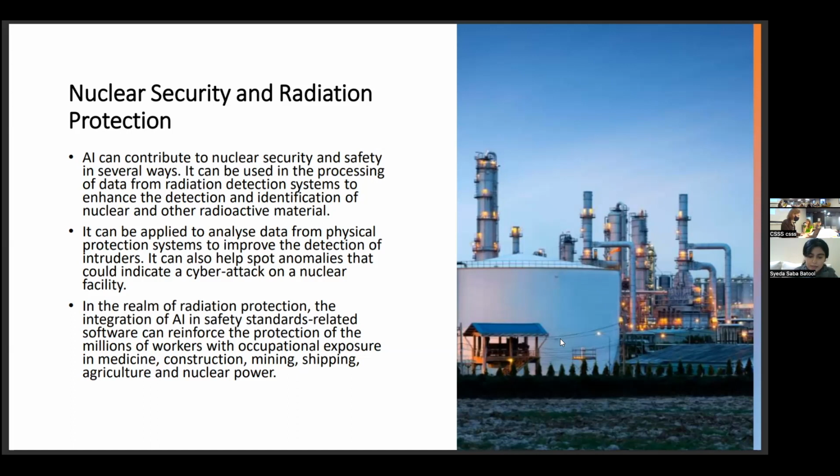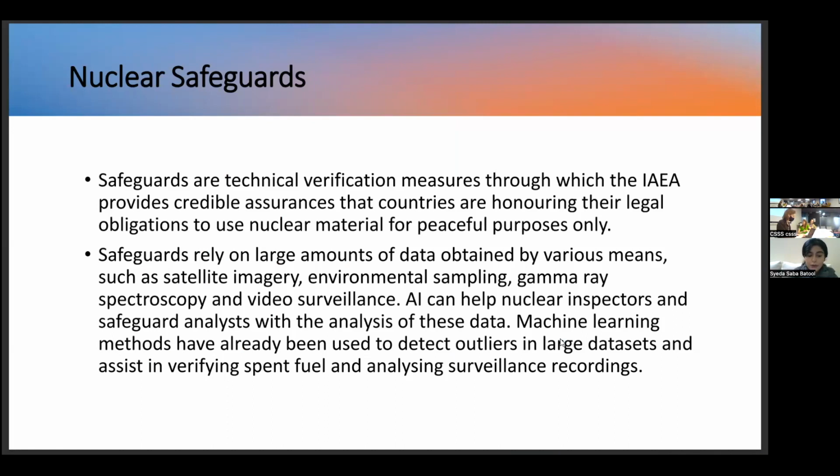Now, countries including Japan are employing innovative robotic technology for tasks like retrieving and disposing of fuel debris. The use of AI robots is a high-tech solution that contributes to effective project implementation and risk reduction in nuclear decommissioning. Safeguards rely on AI for analyzing data obtained through various means, including satellite imagery, environmental sampling, and video surveillance, providing credible assurance of peaceful nuclear material use.